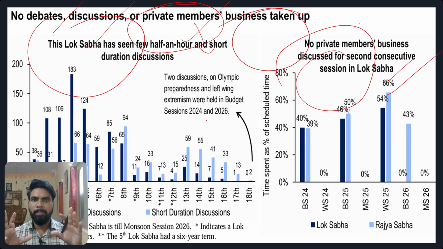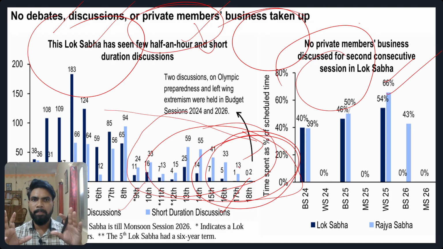Then you see here, in Lok Sabha, the half an hour discussions and the short duration discussions. You can see how their share is falling, from the 9th Lok Sabha onwards, and it got drastically reduced in the 17th and 18th Lok Sabha tenures. What this says is that you are shrinking the space for the opposition or legislators who are not part of the executive. That is the problem.